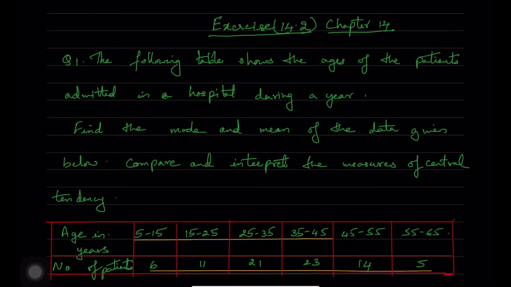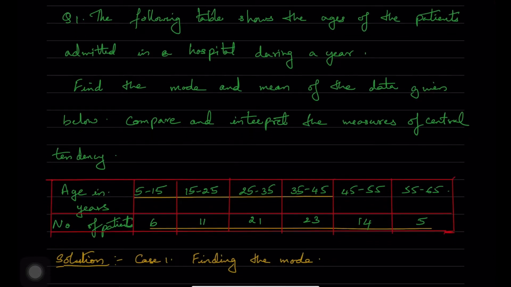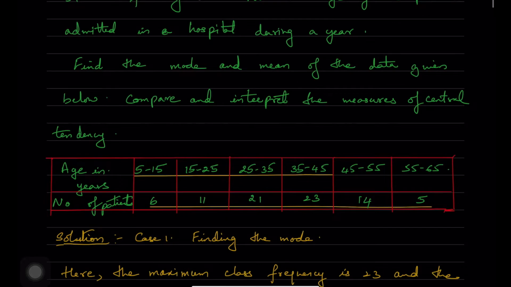Exercise 14.2, Chapter 14, Statistics. The following table shows the ages of the patients admitted in hospital during a year. Find the mode and mean of the data given below. Compare and interpret the measures of central tendencies.